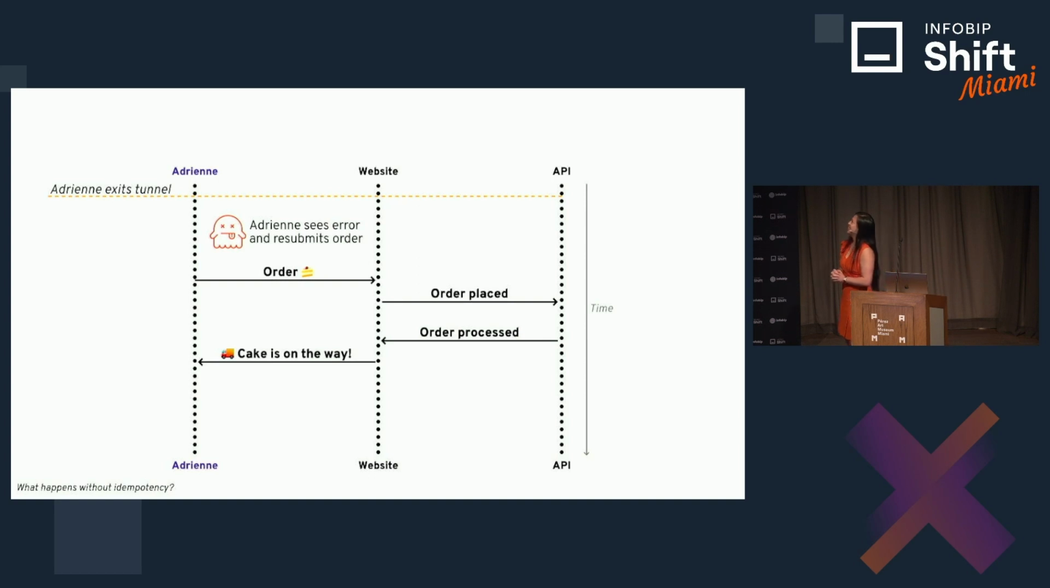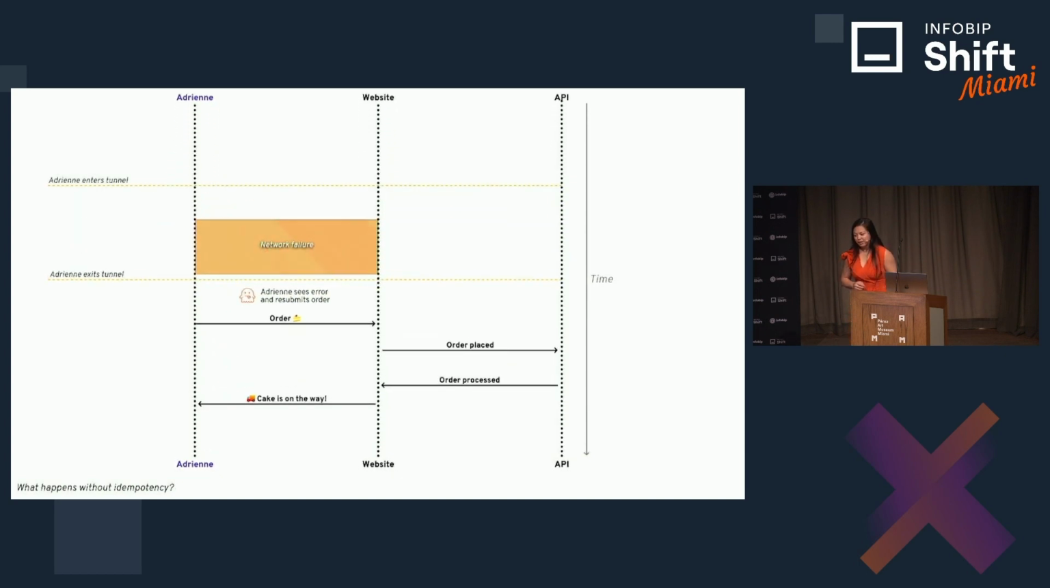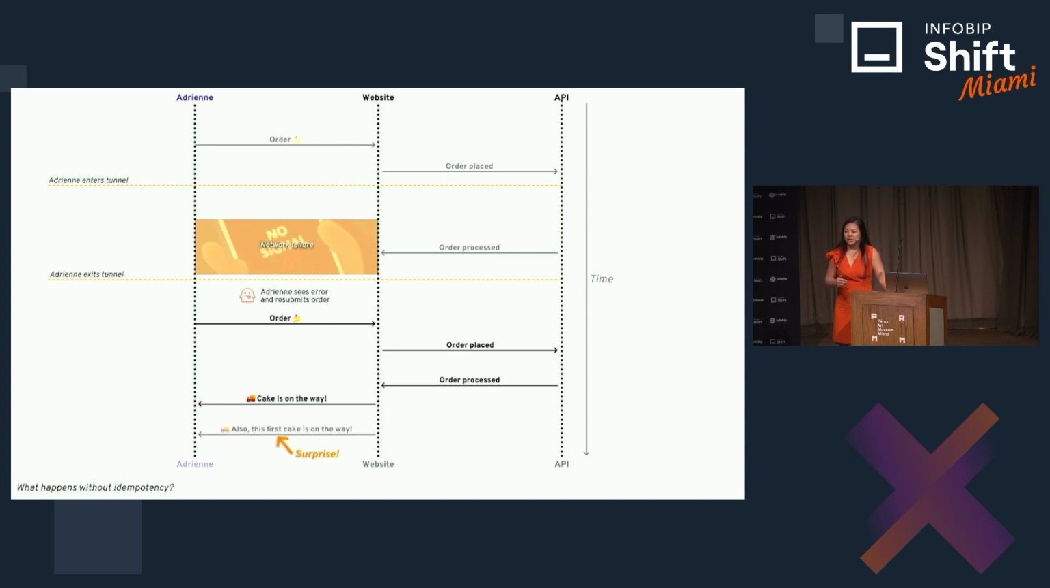Yay, cake. But what actually happens if we zoom out here? Am I going to get one cake, or am I going to get more cakes? I'm going to get more cakes, because that first request that I didn't know went through when I entered the tunnel and lost connectivity actually went through. And so this is actually going to come through. I'm going to get 2 cakes. And I've had people come to me time and time again and say, Adrienne, you need to change your example because 2 cakes is not a problem.